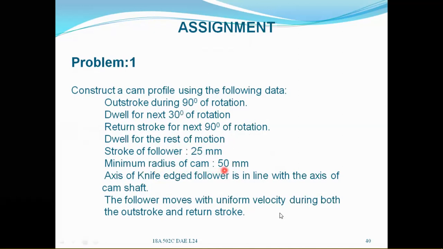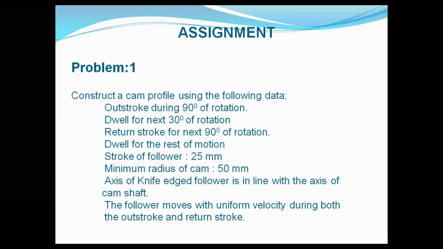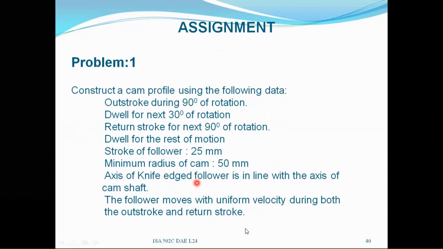Minimum radius of the cam is 50 mm, and the axis of the knife edge follower is in line with the axis of the camshaft, that is a radial follower, not an offset follower. So the knife edge follower passes through the cam center. The follower moves with uniform velocity, both in outstroke and return stroke. This is a simple problem as we had done. You can solve this problem very easily.